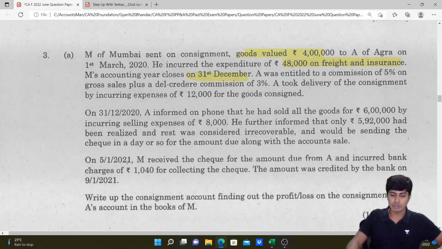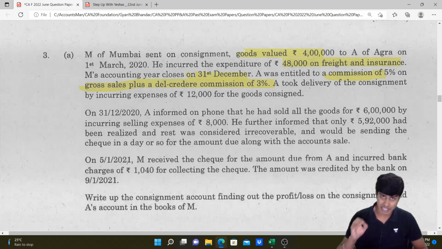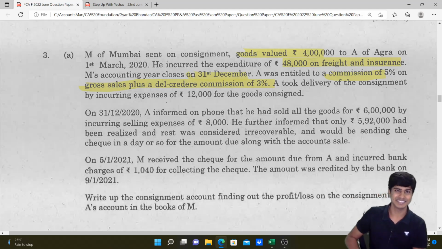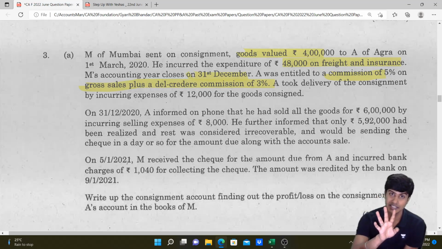Mr. A is entitled to a commission of 5% on gross sales plus del credere commission of 3%. Del credere commission is paid by the consignor to the consignee. Because the consignee is entitled to del credere commission, bad debts, if any, arising are to be borne by the consignee. The consignor will not bear it. That will get deducted from the consignee's commission. Got that? Very good. And del credere commission should be applied on total sales, never on credit sales exclusively, unless such a statement is specifically mentioned in the question.